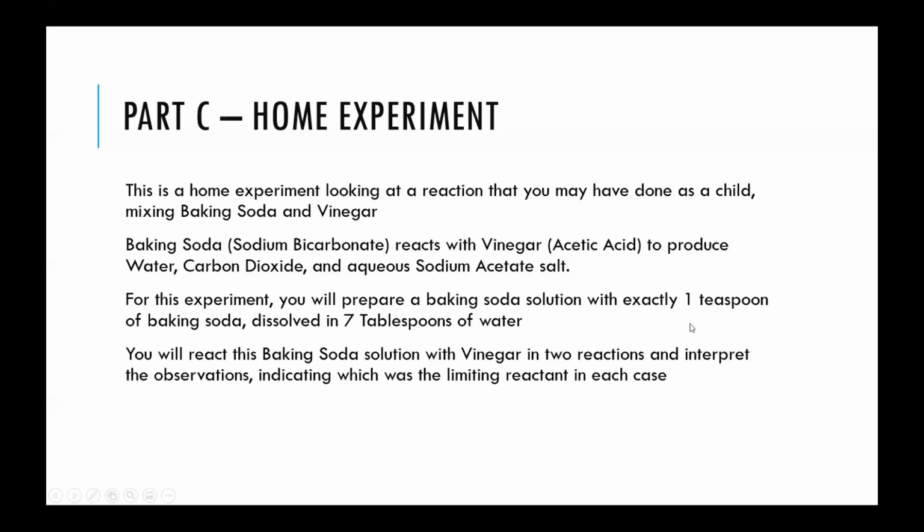So you're first going to prepare 1 teaspoon of baking soda and dissolve that in 7 tablespoons of water. That will take a couple minutes or so to dissolve. And then you're going to be reacting some of that solution with vinegar in 2 separate experiments. And in each case, you're going to be determining what is the limiting reactant in both of those situations.